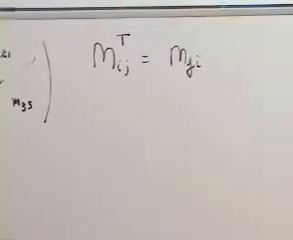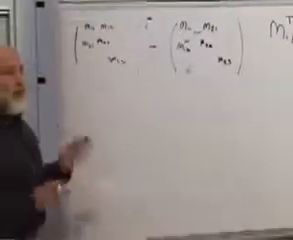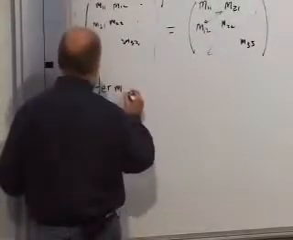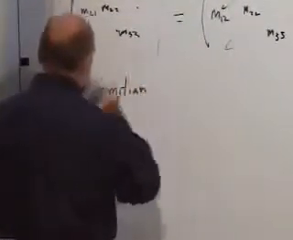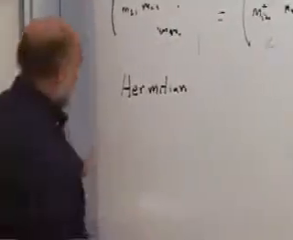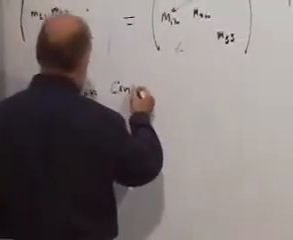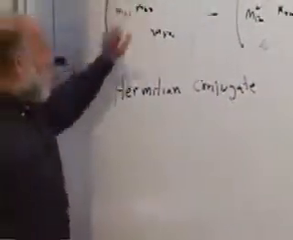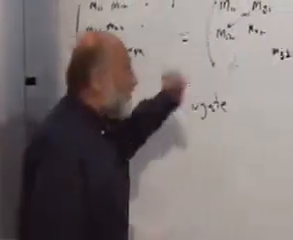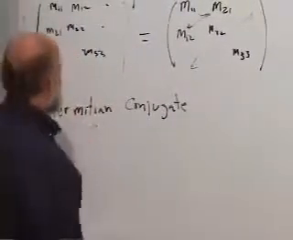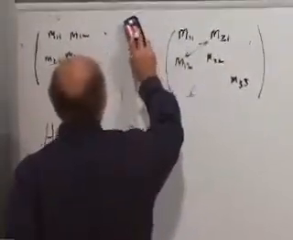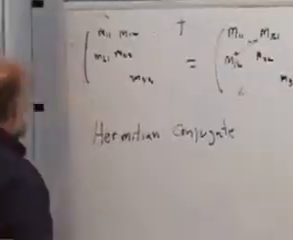The next concept is the Hermitian conjugate. It's a kind of complex conjugation, but complex conjugation for matrices. And it involves two operations. The first is to transpose and then to complex conjugate. And it's represented by a dagger.